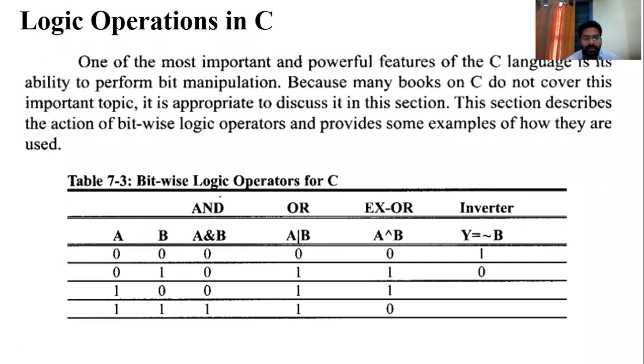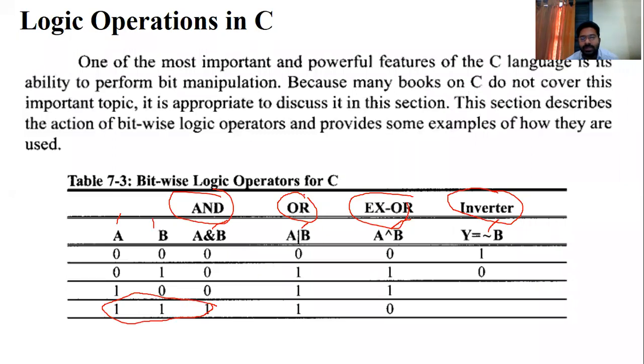This is the AND operation. Now the OR operation, then the XOR operation, then the inverter operation. The symbols used for programming: the AND operation uses this symbol, the OR operation uses this symbol, the XOR operation uses this symbol, and for the inverter operation we use the negation symbol. These are some inputs. You know what the AND operation is: if two inputs are true, the output is true.